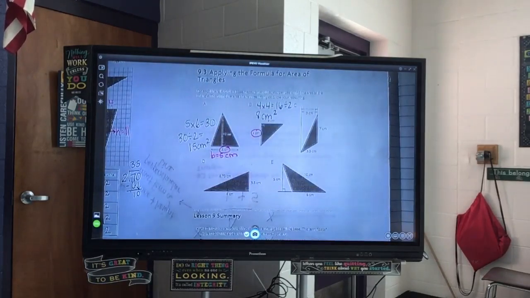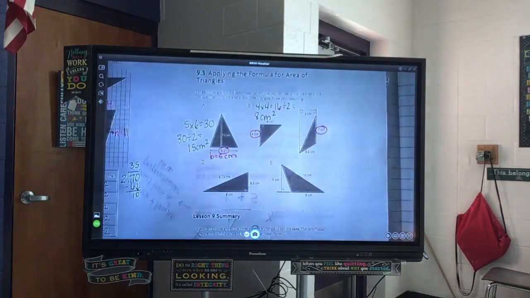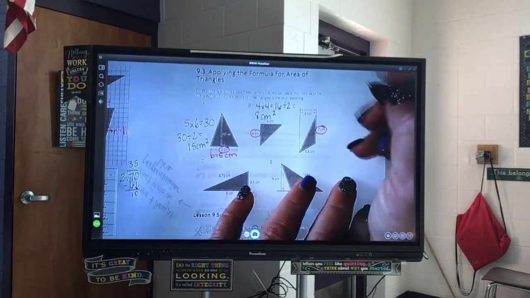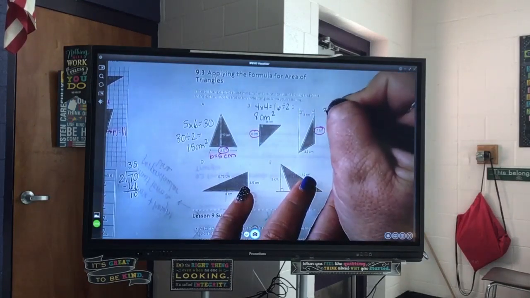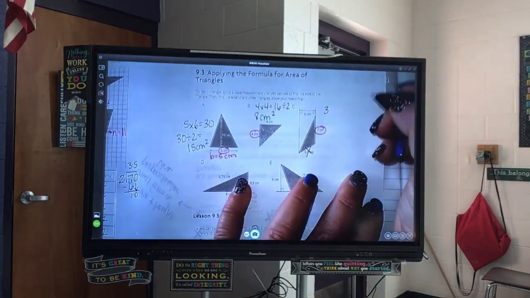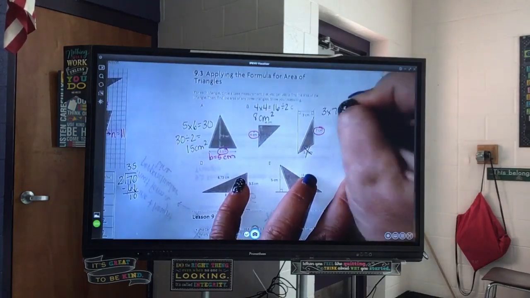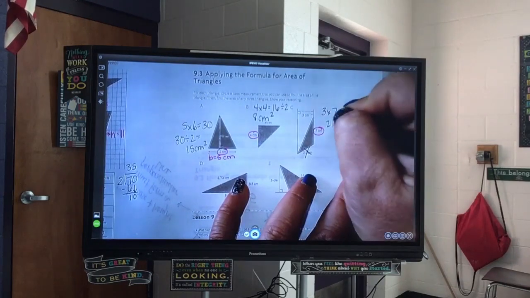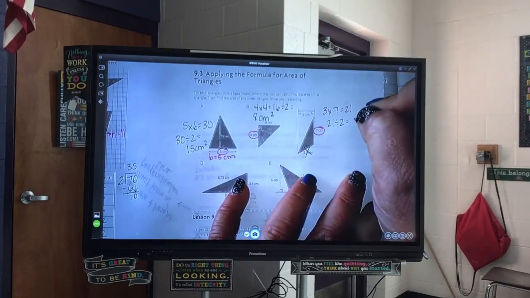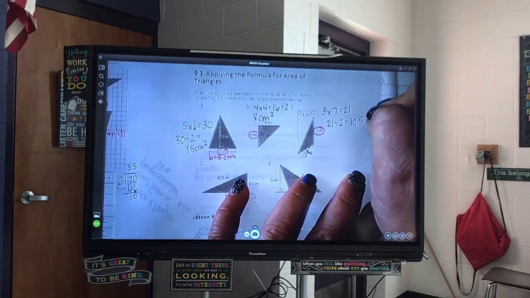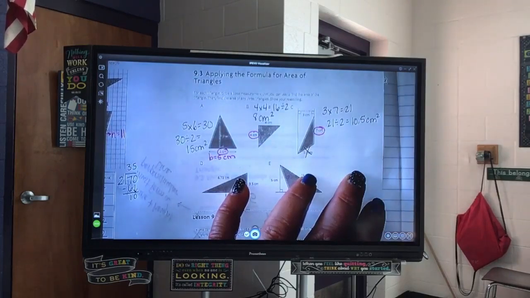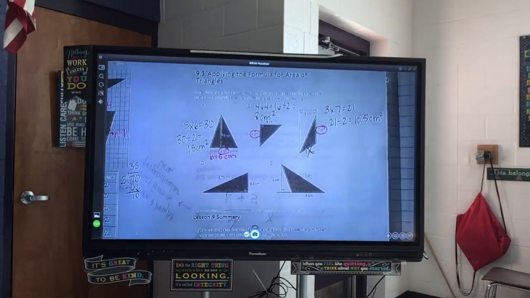Alright, the next one. This one's a little bit more difficult. So, what number did we identify as the base? Noah. 7. Alright, Noah, walk me through solving this problem. The height is 3, and 7 times 3 is 21, divided by 2 is... That's fine. When you do 21 divided by 2, you get 10.5 centimeters squared.